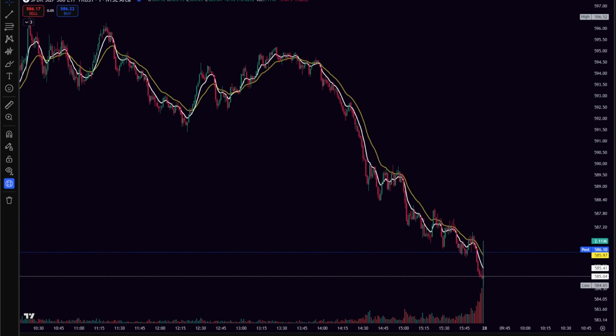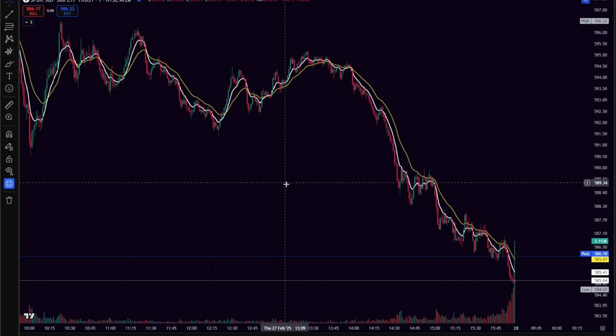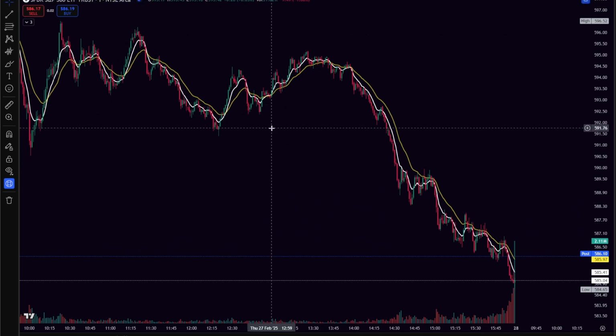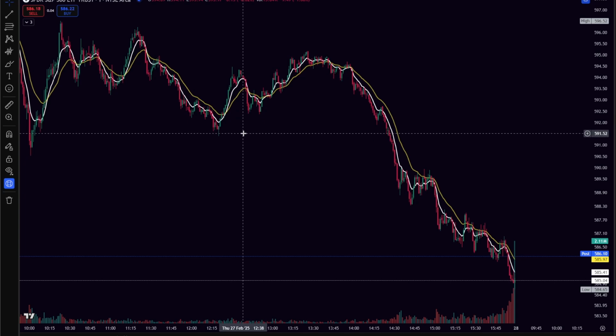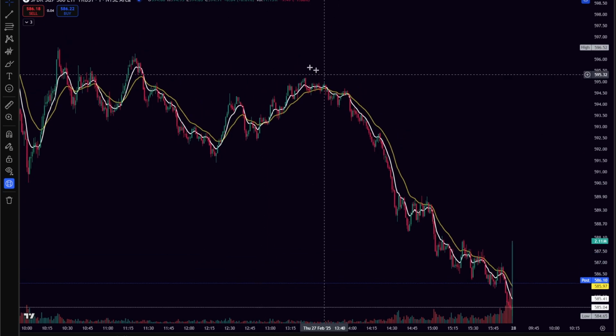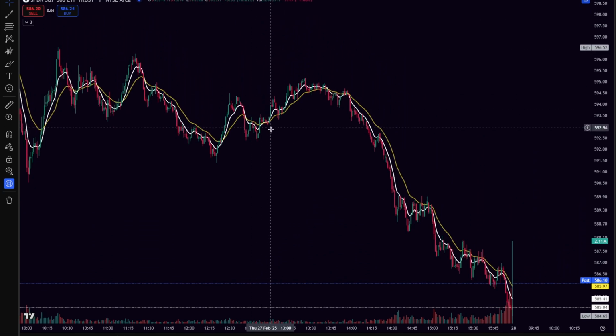So when you have the 8 EMA cross above the 21 EMA, it signals potential bullish momentum. And we're using the 1 minute time frame for the day trades, and we're trading the short term trend. We're not getting into a call at 591 and holding it because we want it to go to 598 today. That's not what we're doing.